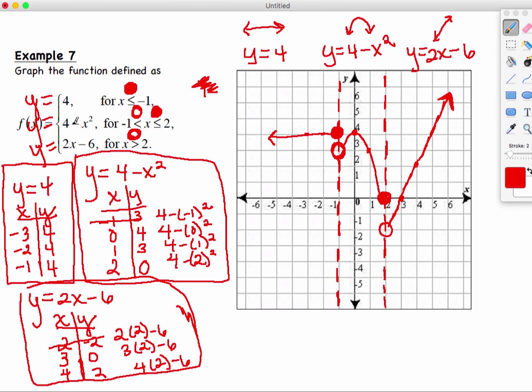It opens downward. If you have an equation in y equals mx plus b form, then it's the equation of a line, and it's just going to be a line with some kind of slope. And I will in the future show you how to use the graphing calculator to do the piecewise function.